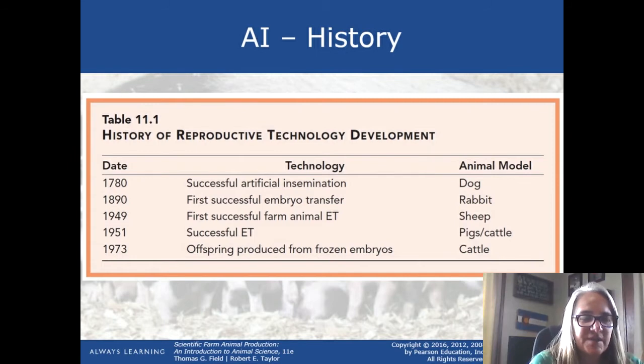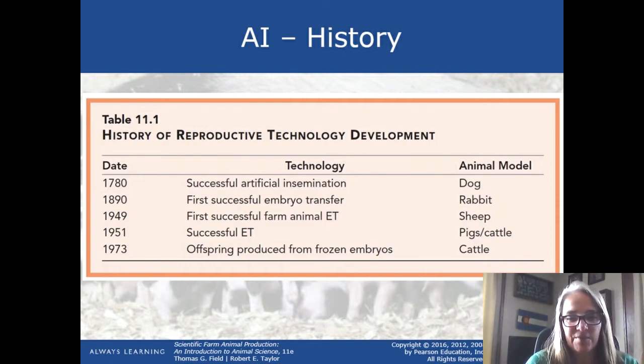Artificial insemination has been around for a very long time. There's actually record of it being used in 1780 to artificially inseminate some dogs, hunting dog type stuff. We then have record of it in the late 1800s for inseminating for the use of embryo transfer in rabbits, primarily for research. And then about 1950, we started to use embryo transfer successfully in sheep on a research basis.